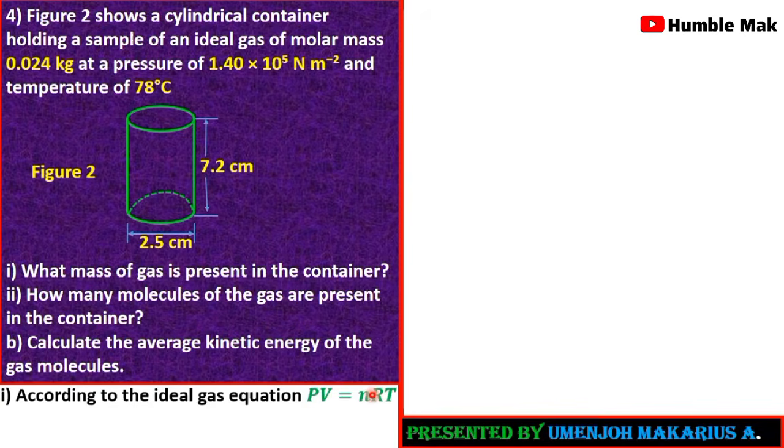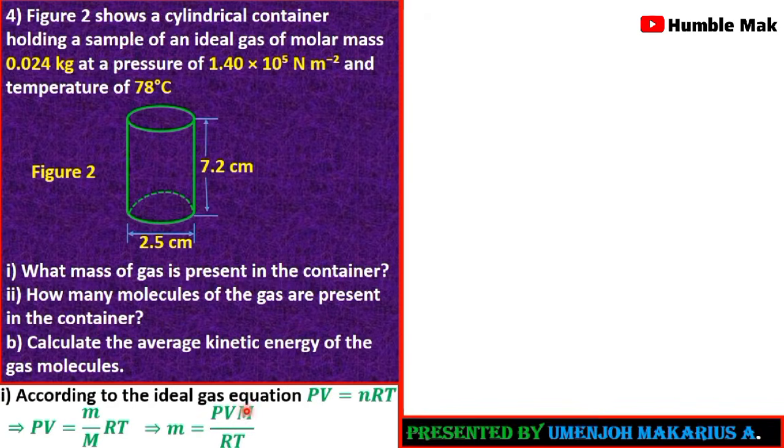So at this point, knowing that n, the number of moles, is given by mass over molar mass, we are going to have PV equal to small m over big M times RT. Small m is the mass, big M is simply the molar mass, R is the molar gas constant, and T is the absolute temperature. If we make m the subject, we have m equal to PVM over RT.